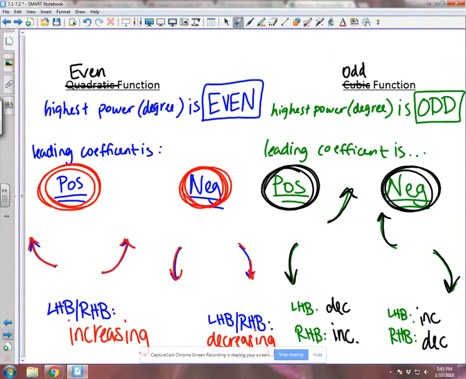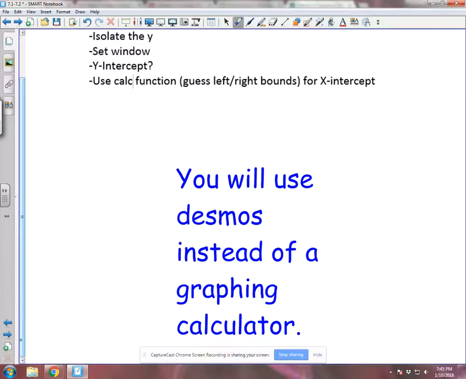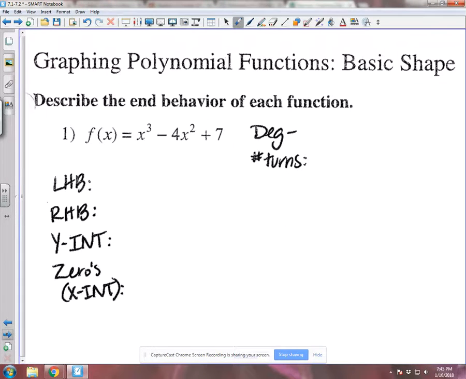Now, in the past, we used to have to do this on graphing calculators. You had to type it in to this big graphing calculator, but we are going to be using Desmos. It makes it super easy. You type it in and it basically does it for you. So we will use Desmos instead of a graphing calculator. So here's the first problem that we are going to type into Desmos.